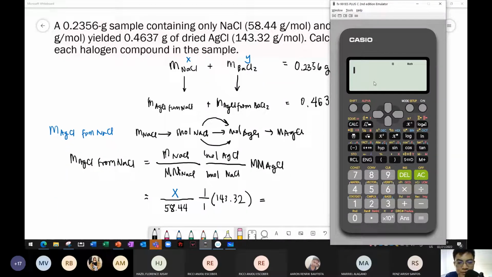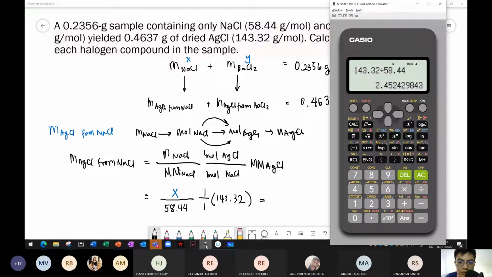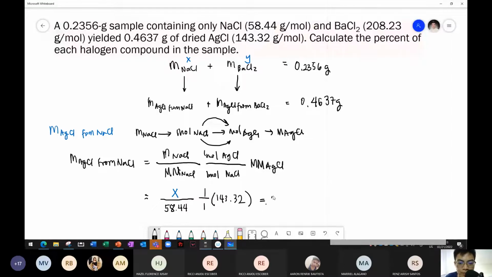That is 143.32 divided by 58.44, because the rest is just 1. Now, kunin ko 4 decimal places. So, that's 2.4524. Ano yun? 2.4524. And then yung x. Okay?